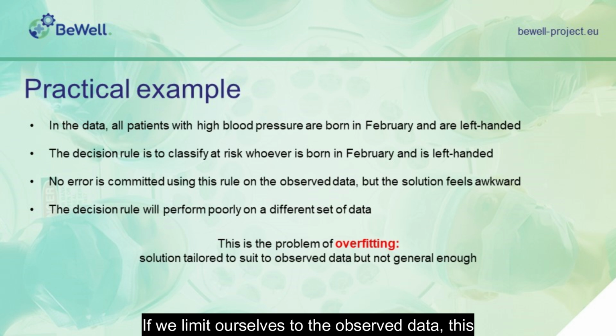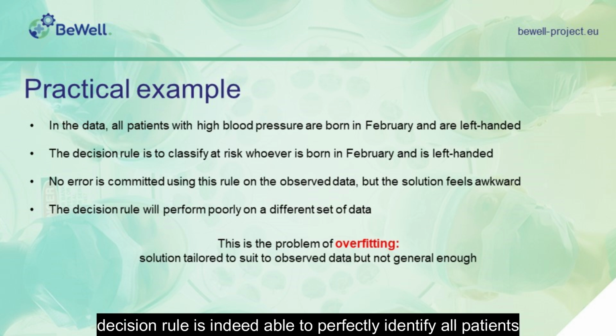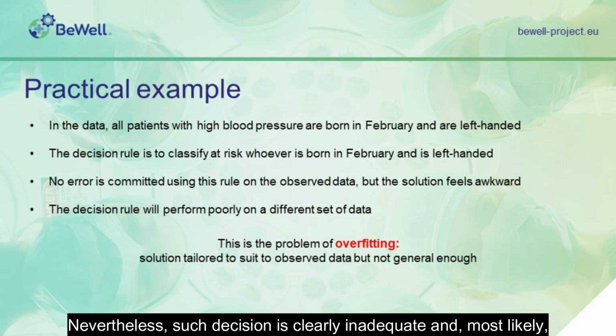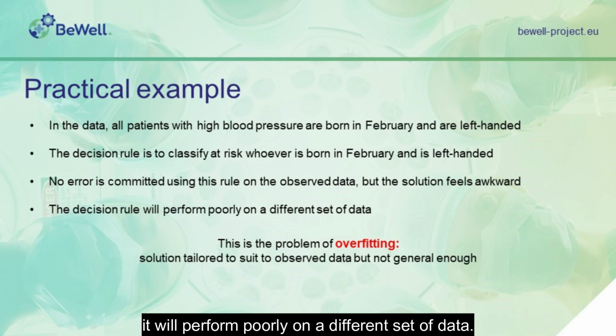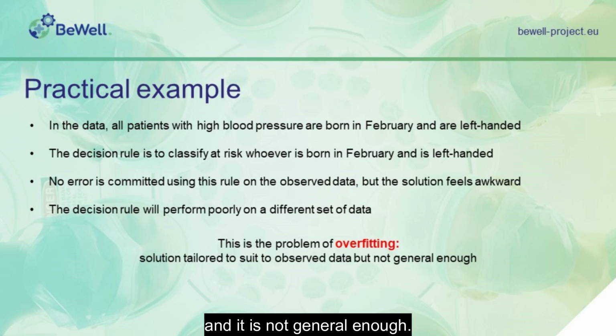If we limit ourselves to the observed data, this decision rule is indeed able to perfectly identify all patients who are at risk. Nevertheless, such decision is clearly inadequate and most likely, it will perform poorly on a different set of data. This is an example of overfitting. Such solution is too specific for the observed data and it is not general enough.